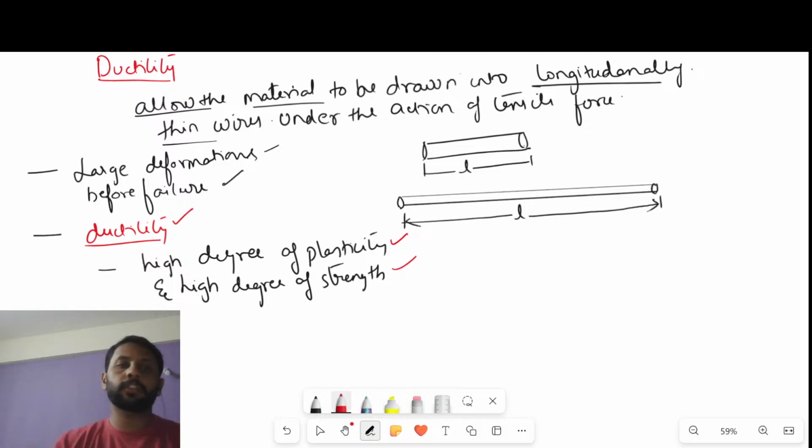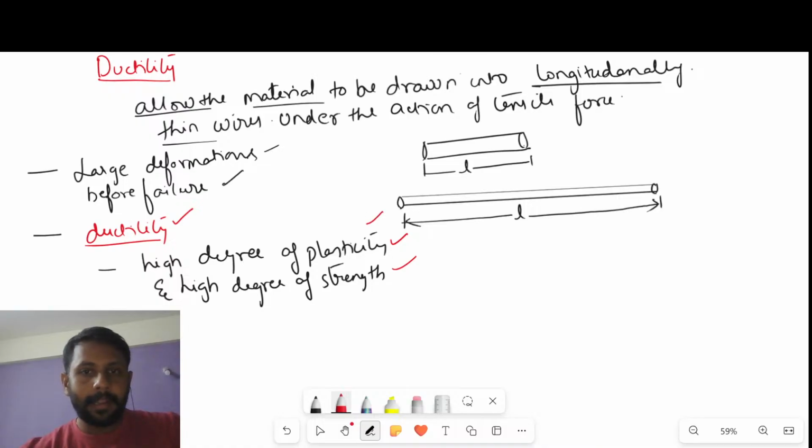I hope all of you understood what ductility is. Any material which can be drawn into thin wires, then you call that property as ductility. This is according to the definition, a simple definition. But when you talk technically, a ductile material compulsorily should have a high degree of plasticity. At the same time it should have a high degree of strength.